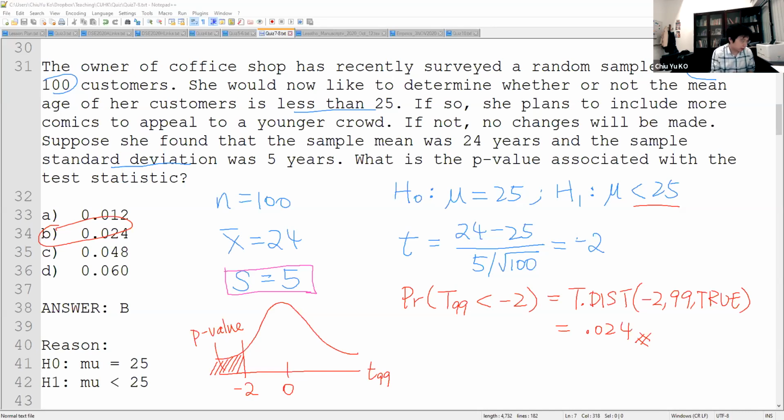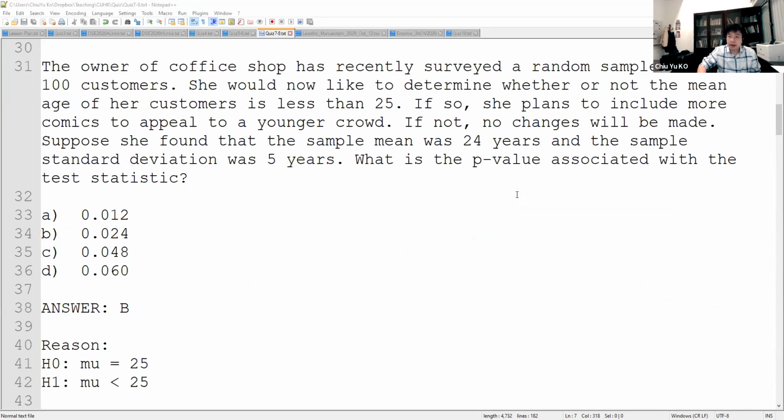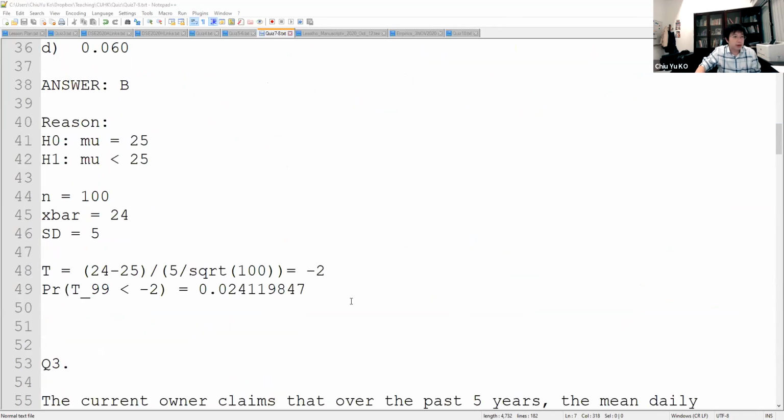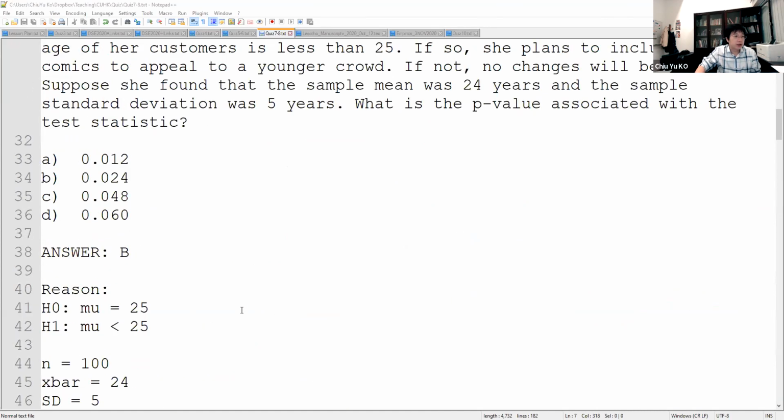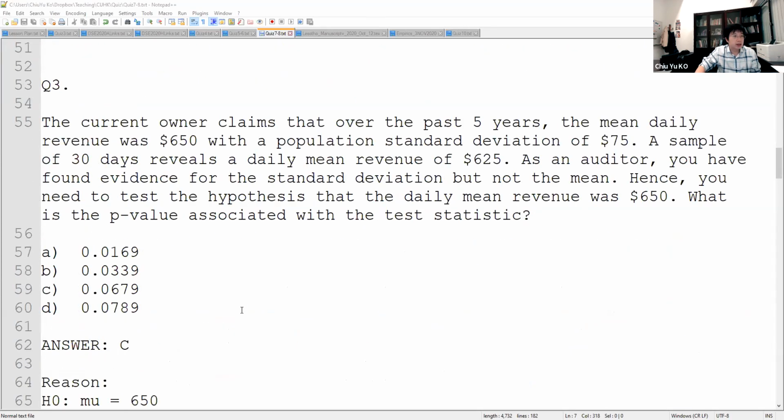Someone asked me about question 6, I'll answer that later. Let's go one by one. So question 2, I think is okay, right? So we go to question 3. You can check back and get back to me if you still have questions. But we use T because we have no idea about the population standard deviation. That is the trick.